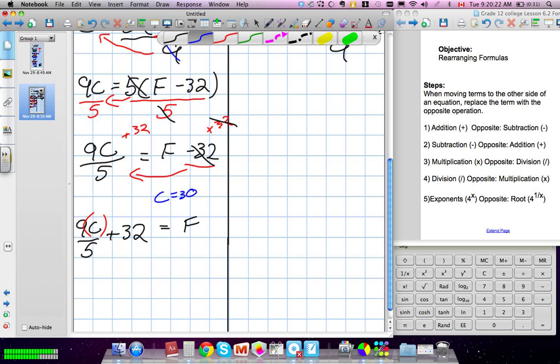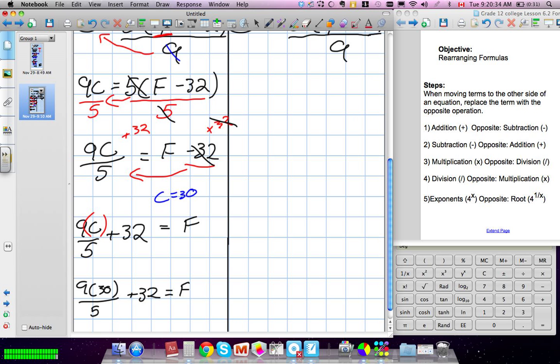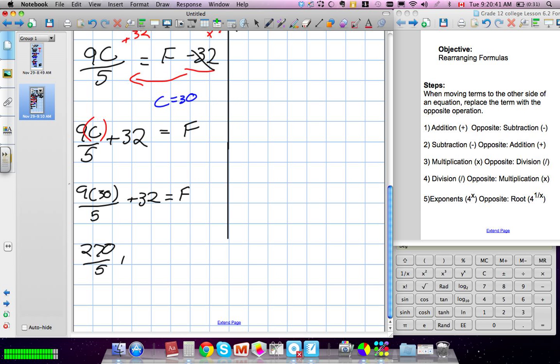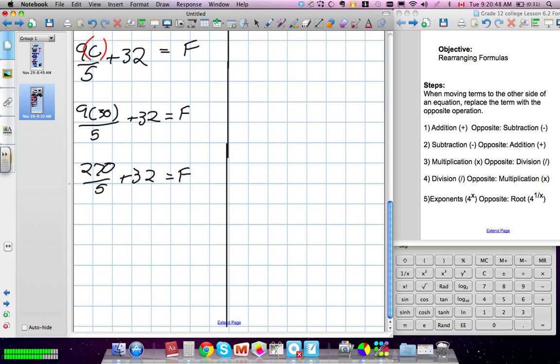So 9 times 30 is going to give us 270, plus 32 equals F. This gives us 270 divided by 5 plus 32 equals F. 270 divided by 5 is 54. So 54 plus 32 is equal to F. And finally, 30 degrees Celsius is equal to 86 degrees Fahrenheit. So that was our first method.